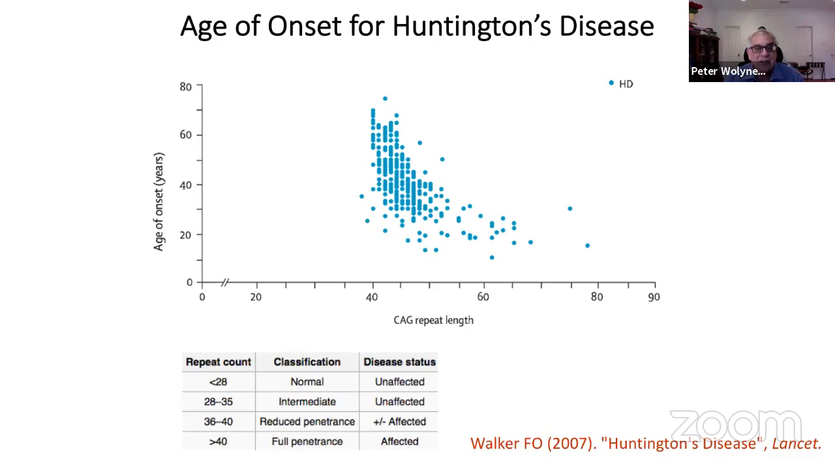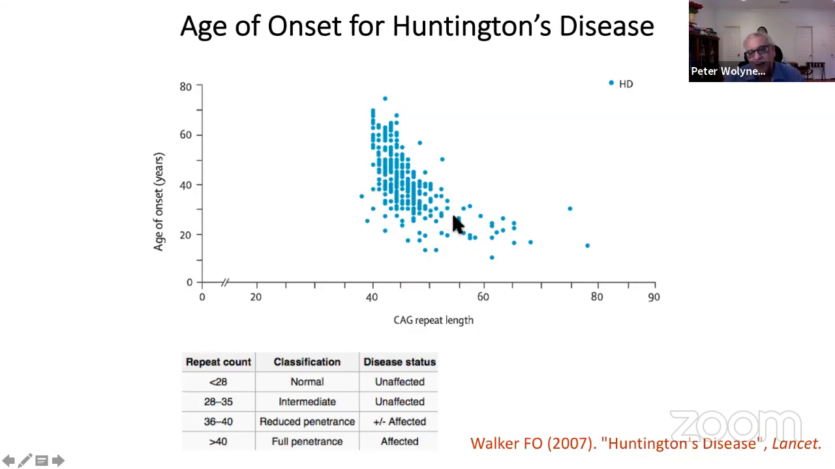What you see is that the length of the repeat determines the age of onset. Many of us have repeats up to around 40. We might get Huntington's disease, but only when we're 100 or something like that. But then once you get to length 40, you start to get the disease.